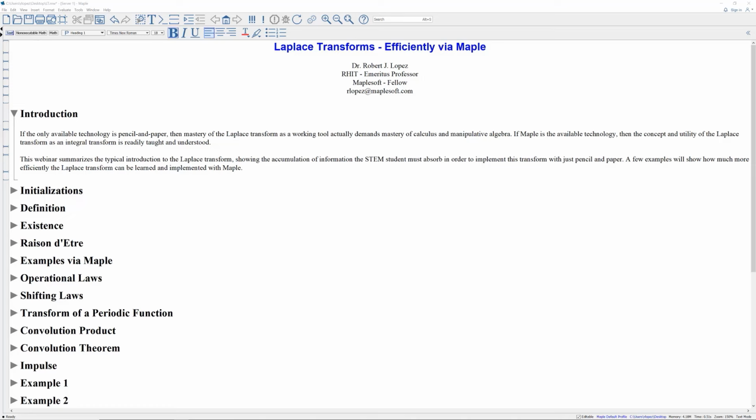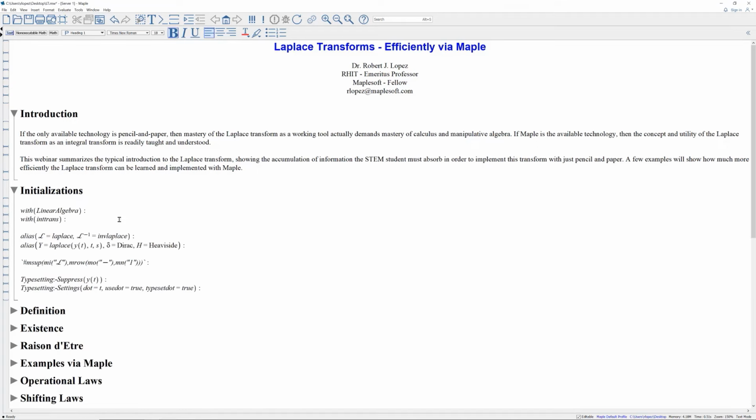This webinar summarizes the amount of material needed for a by-hands study of the Laplace transform. And by means of some examples, points out how much simpler and more efficient Maple makes the study, learning, and doing of the transform. Let's begin with some initializations.